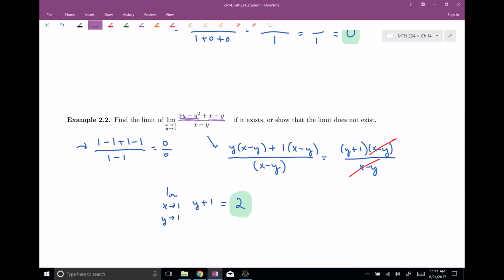All right, that's where I want to end the video. We will talk about these other couple of techniques, technique 2 and technique 3, approaching at different angles and maybe using the squeeze theorem. That's going to be in class. So I'll see you guys then.